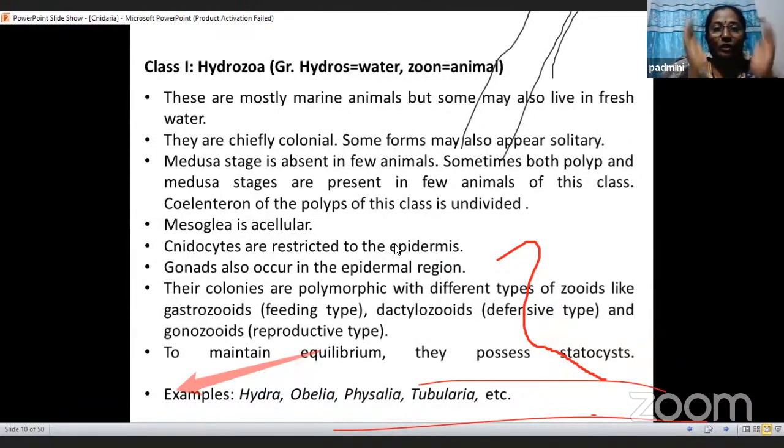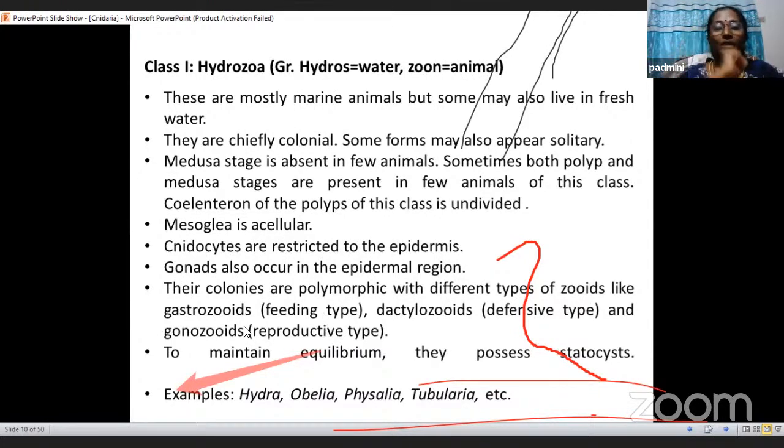So the cnidocytes are only on the outer covering of the cnidarians. Why? Because they have to be there to help in protecting themselves and also to capture the food. So that is the reason why they are only on the epidermal layer. Gonads also occur in the epidermal layer because fertilization is external. The colonies are polymorphic with different types of zooids. Polymorphic, poly means many types, with different types of zooids. Zooids have different tissue organization. Each tissue is made in such a way that it has some specific work to do. So those are called zooids over here.